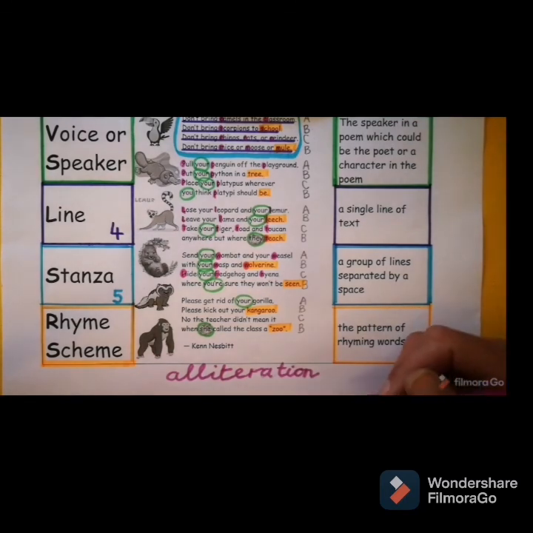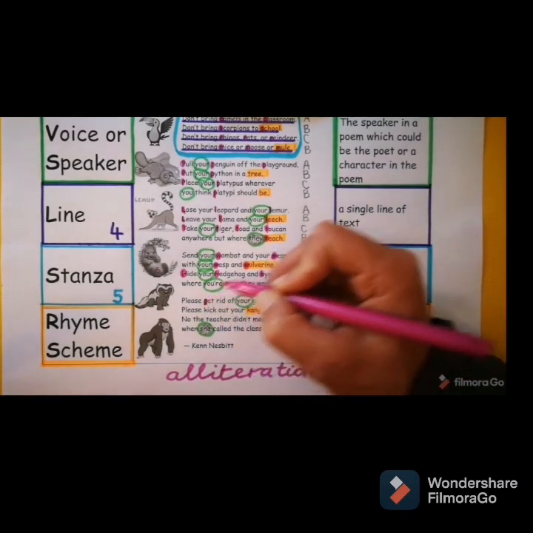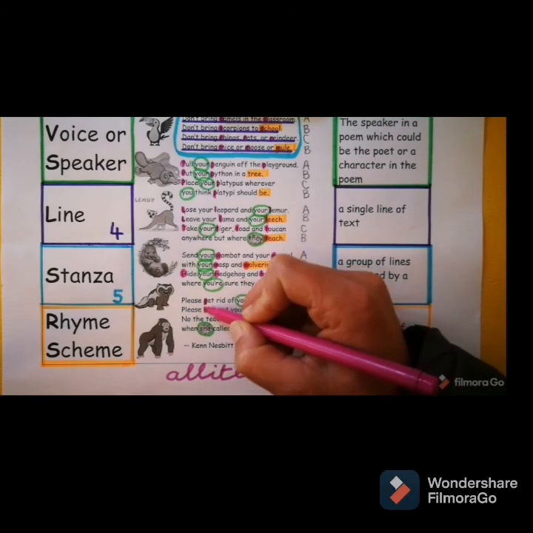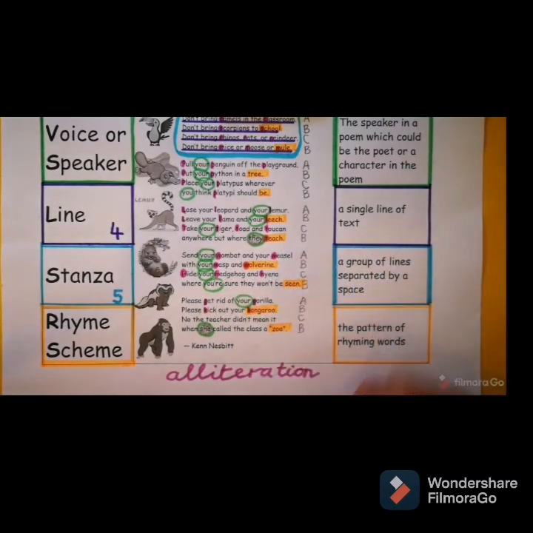Please get rid of your gorilla. Where's the alliteration there? It's a little bit trickier than the other ones. Yes, it's the G. Get and gorilla. Please kick out your kangaroo. It's the K and the K. All right, and he doesn't do it in the last two lines.